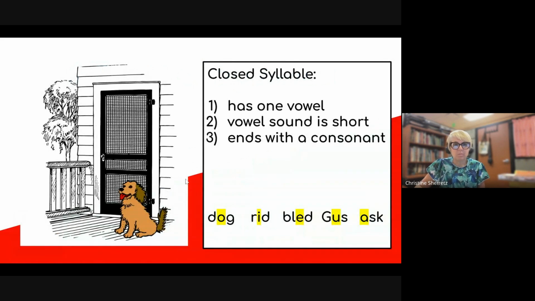And so the first one we have is, and I'm trying to move my screen here. Okay, there we go. We have closed syllables, and we know that a closed syllable has 1 vowel. And so we can see in dog, the O is closed. And so all closed syllables have the short vowel sound.